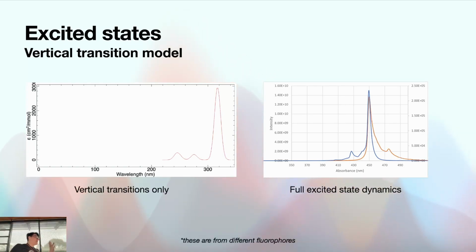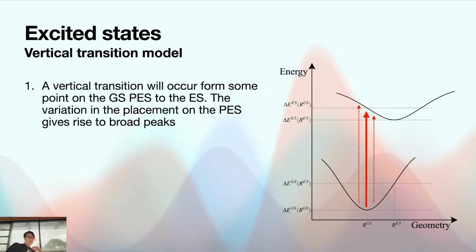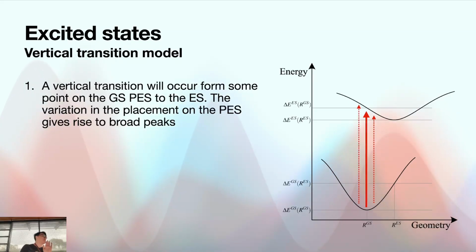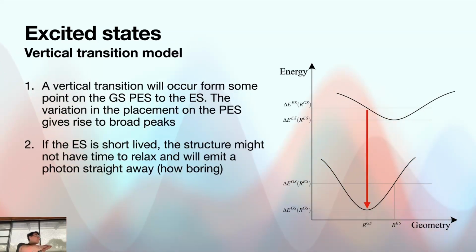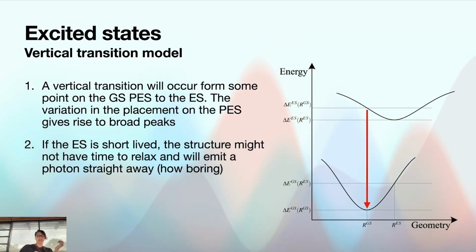So these here are two very different molecules, just to clarify, but it sort of just gets the idea. The one on the right is from excited state dynamics, the one on the left is from just vertical transitions. But to what we actually do. A vertical transition will occur from some point on the ground state potential energy surface to the excited state, and the variation in the placement on the potential energy surface gives rise to broad peaks. This is important when thinking about thermal contributions to spectra, and it's why we do need to consider all of these Frank-Condon states when we do proper band shapes, which is not what we're doing.